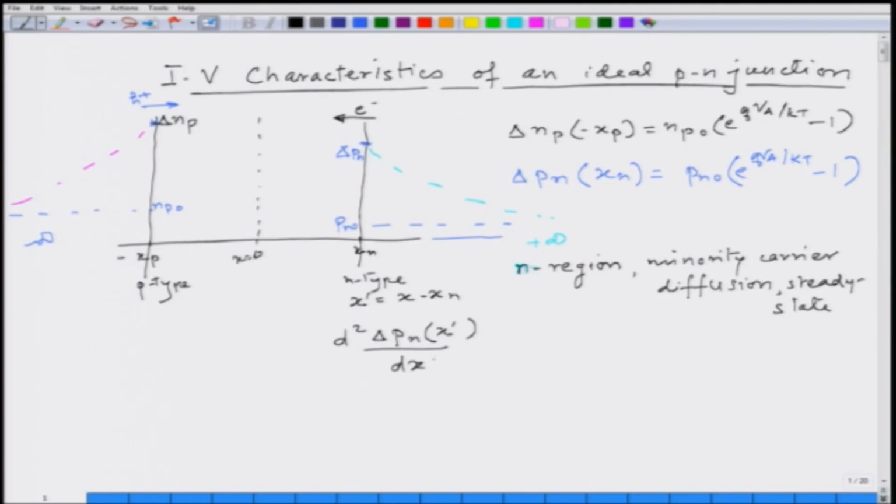So, this would be the new diffusion equation that we need to solve in order to figure out the current due to this, divided by D P tau p. Now, we know what tau p is. If you recall, tau p is the minority carrier lifetime on the n side, and D P is the minority carrier diffusion constant.